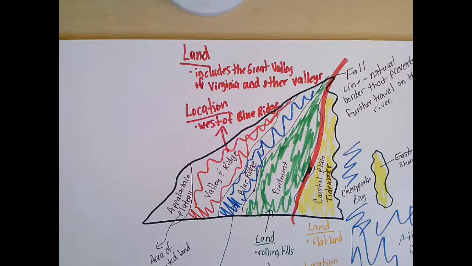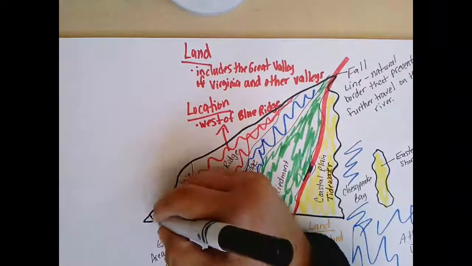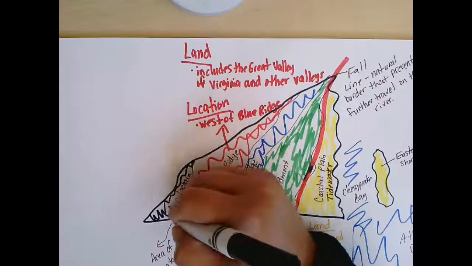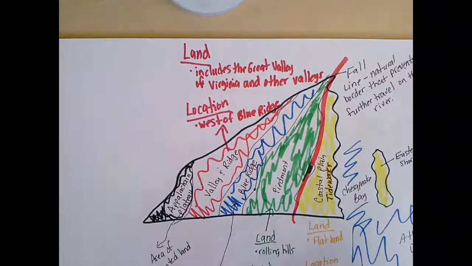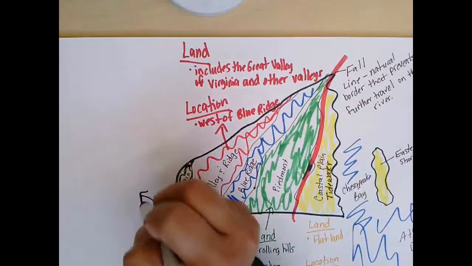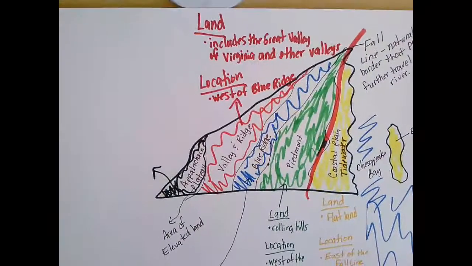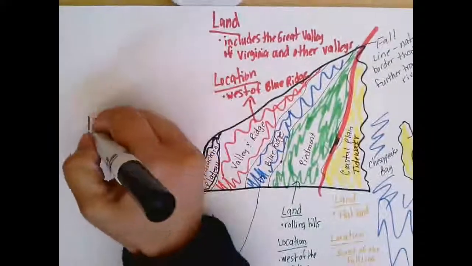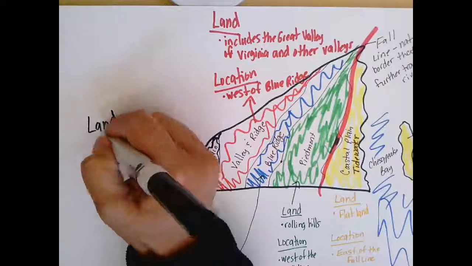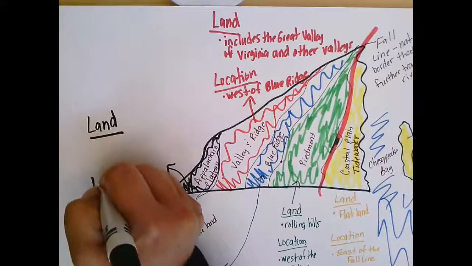Okay, our very last region is the Appalachian Plateau, and I'm going to color it black. And students are always like, ooh, why are you coloring it black? I'm going to color it black because the Appalachian Plateau is known for its coal, and that's where a lot of coal is found. So I'm going to put this over here, and we're going to talk about the land of the Appalachian Plateau and its location.